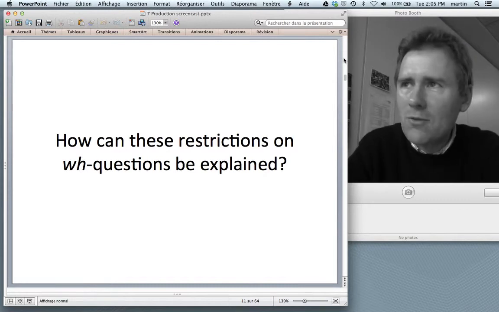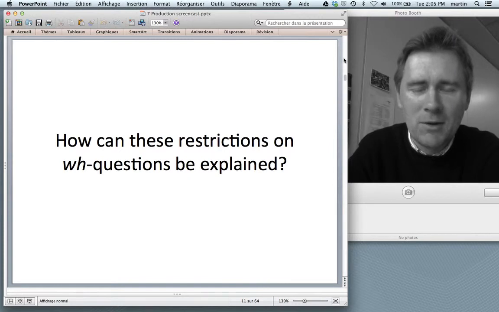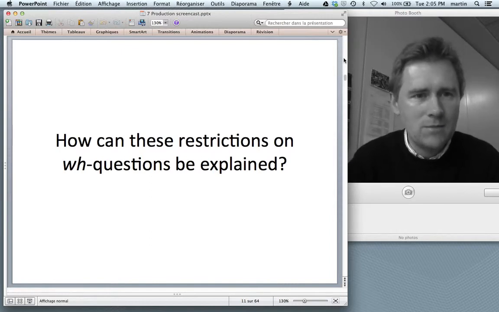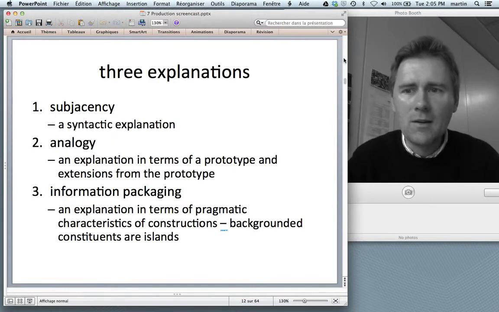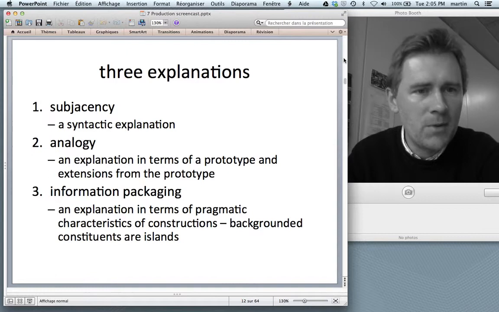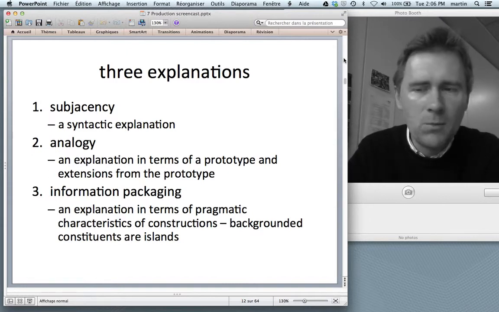Okay, now you may say, okay, there are islands. Great, but what does this really explain? How can these restrictions on WH question formation be explained? Well, there have been several explanations. The first explanation that I'll discuss in a minute is a purely formal syntactic explanation that goes by the name of subjacency. And for a long time, this was received wisdom. Yeah, it works quite well.